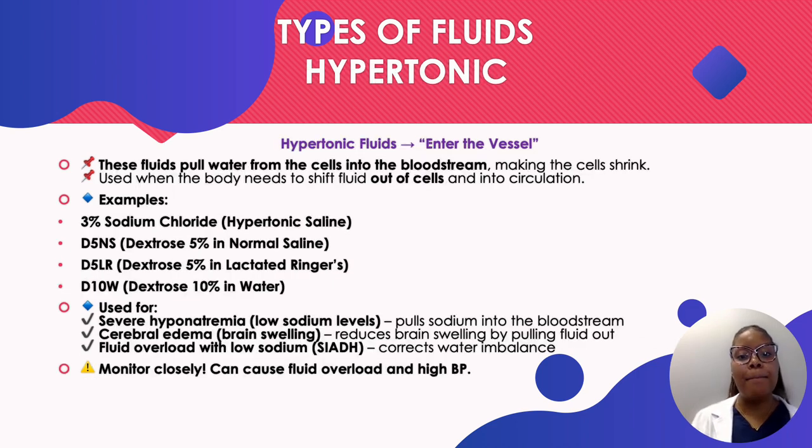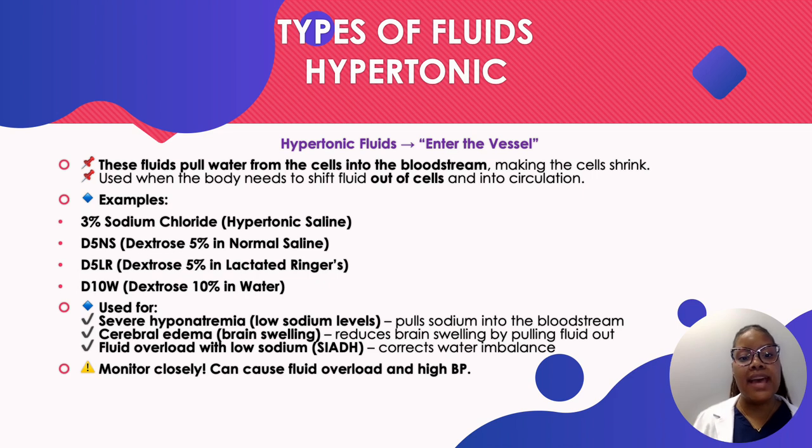So the last one is hypertonic. So hypertonic fluids, they enter the vessel. So these fluids pull water from the cells into the bloodstream, making the cells shrink. Again, hypertonic says that, guess what? These fluids pull water from the cells, so the water is going to be in the cell. It's then going to leave the cell and try to go into your circulatory system, your bloodstream, right? But it's now going to cause your cell to shrink. So that's important to know.